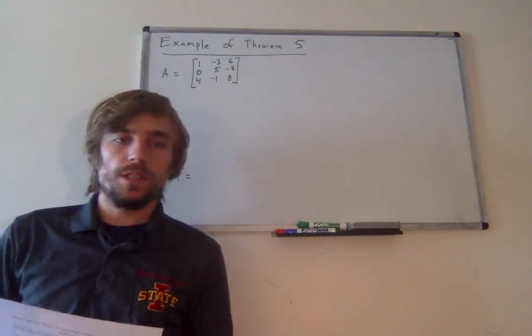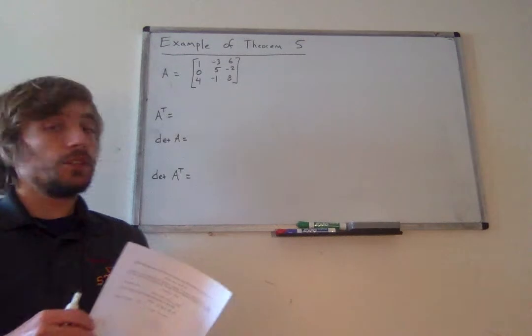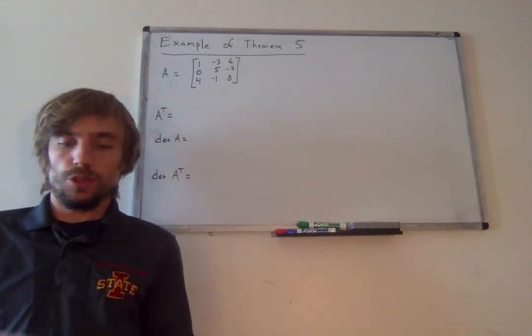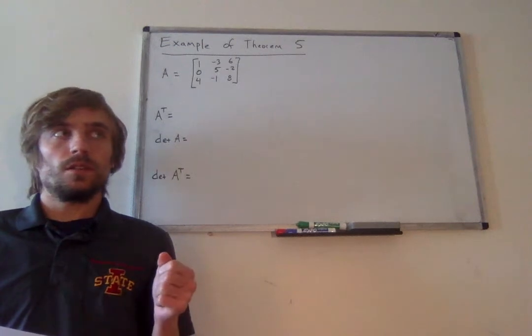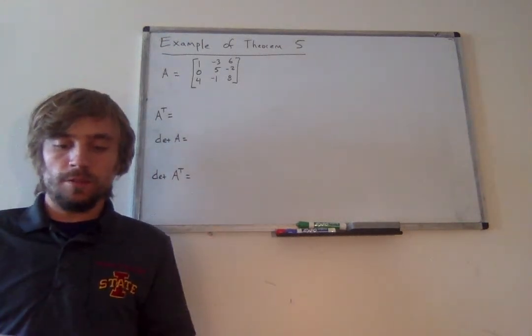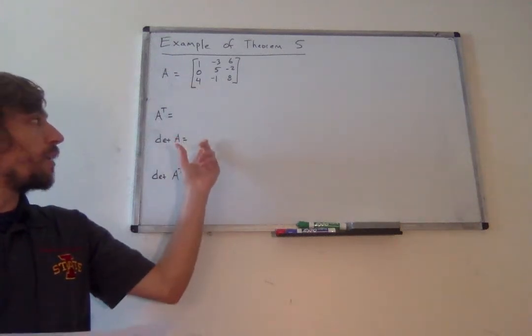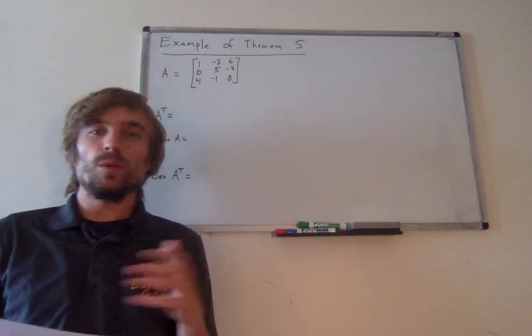Hello there. So this is the third video of section 3.2. Here what I want to do is give a slightly more concrete example of theorem 5. What we're going to do is calculate the determinant of A and its transpose. We won't do the whole thing.